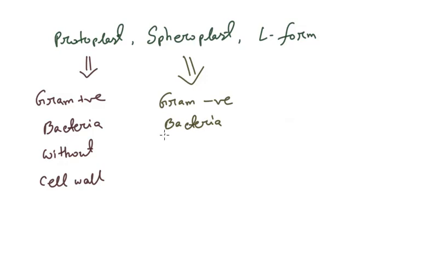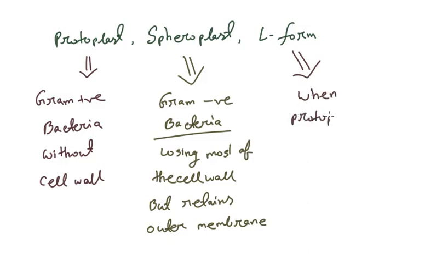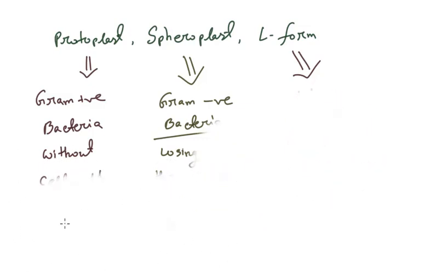With the same treatment in an isoosmotic environment, if we apply lysozyme and EDTA, then a huge portion of the gram-negative cell wall will be washed out, but they will retain their outer membrane, and in the outer membrane there will be entrapped peptidoglycan, and this form is called the spheroplast. And if protoplast and spheroplast are allowed to grow and divide, then it is called the L form of bacteria. So this was protoplast, spheroplast and L form.